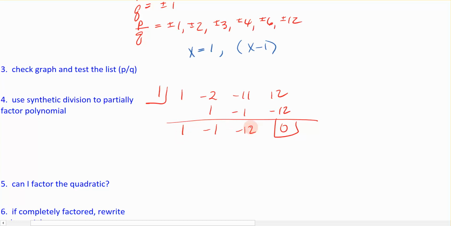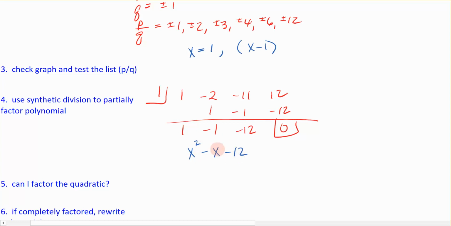Now what does that leave me? If I were to rewrite these coefficients into the remaining polynomial, what I just factored this into, this looks like x squared minus x minus 12. That is a quadratic equation that I know that I can factor. So that was your next question. Can I factor what I just did synthetic division on?